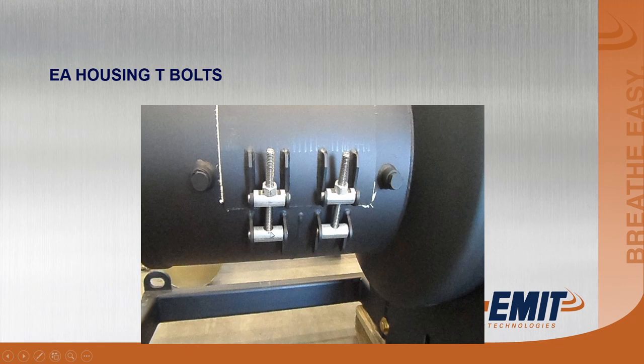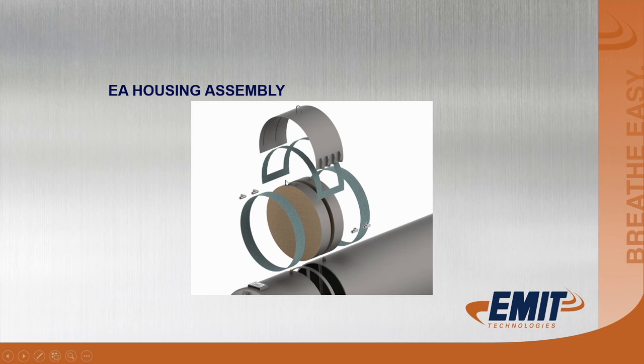T-bolts, we use these on our EA housings. Fast and easy way to take the door off. A 3/4 inch wrench will take them off. That's a 1/2 inch bolt. The other nifty thing about this is this 1/2 inch bolt also fits in the catalyst lifting eye, and so you can use the same bolt to lift the catalyst element out.